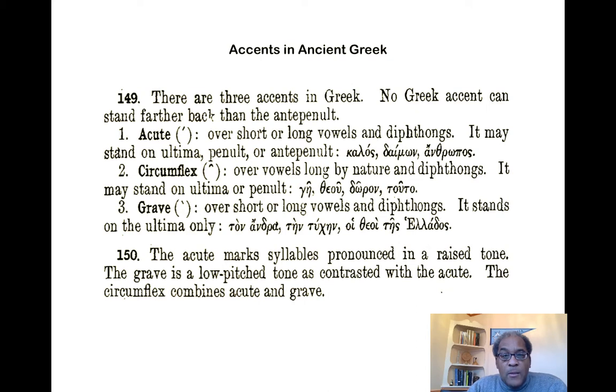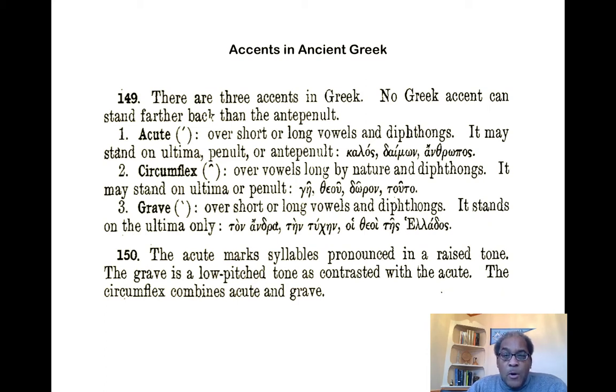It may stand on the ultima or the penult. Ge, doron, tuto. And then the grave, which stands over short or long syllables and diphthongs. It stands on the ultima only. Ton andra, ten tuken, hoi te oi, des helados.